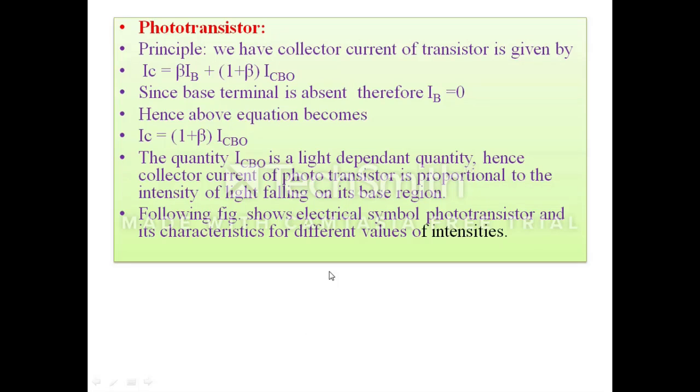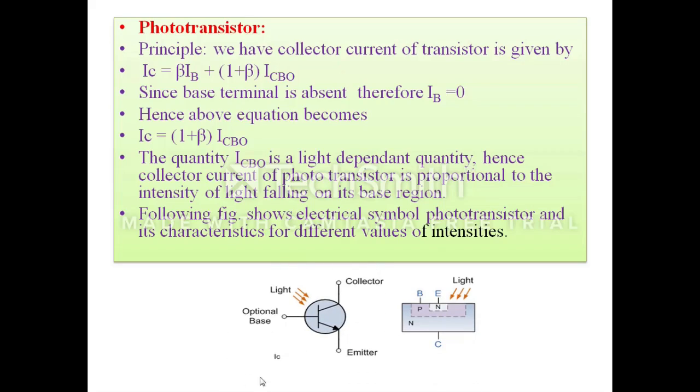Then the phototransistor, about the principle of operation. We know that the collector current of a transistor is given by IC equals beta into IB plus 1 plus beta into ICBO. Since the base terminal is absent in the case of a phototransistor, IB equals 0, and therefore we can write the above equation like this: IC equals 1 plus beta into ICBO, where the quantity ICBO is a temperature dependent quantity. Hence, the collector current of the phototransistor is proportional to the intensity of light falling on its base region.